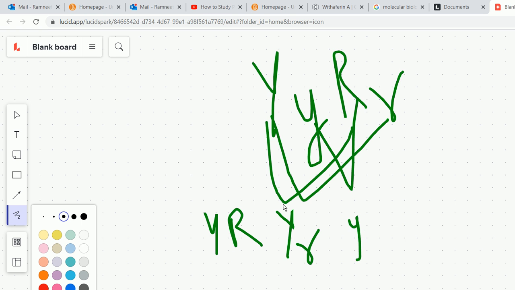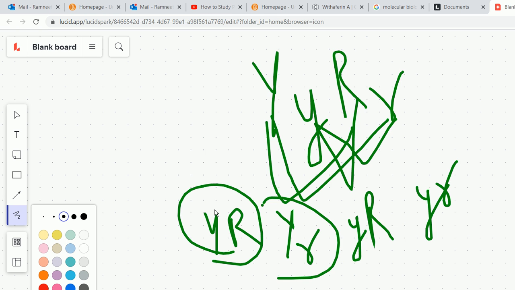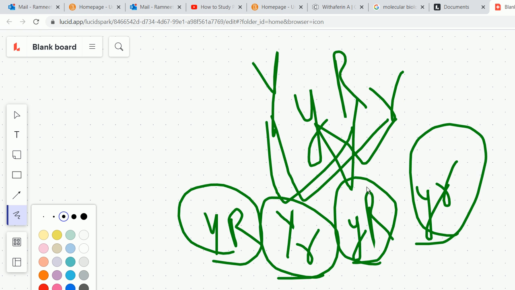Small y can go with capital R. This small y can also go with small r. Small y, small r. So these are the 4 gametes possible from one plant, one parent. These are the 4 kinds of gametes which are possible.